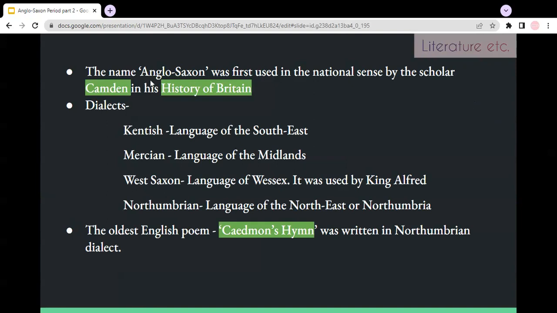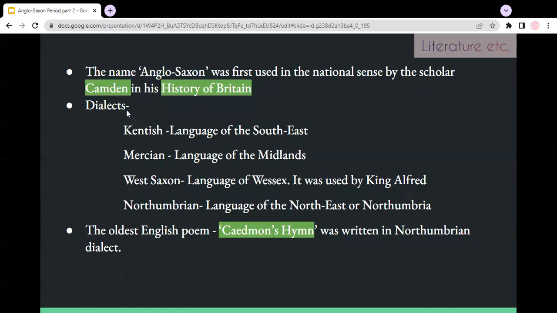Here, the first information that I have added: the name Anglo-Saxon was first used in the national sense by the scholar Camden in his History of Britain. So the term Anglo-Saxon was first used in the national sense by this man, the scholar Camden, in his work History of Britain.